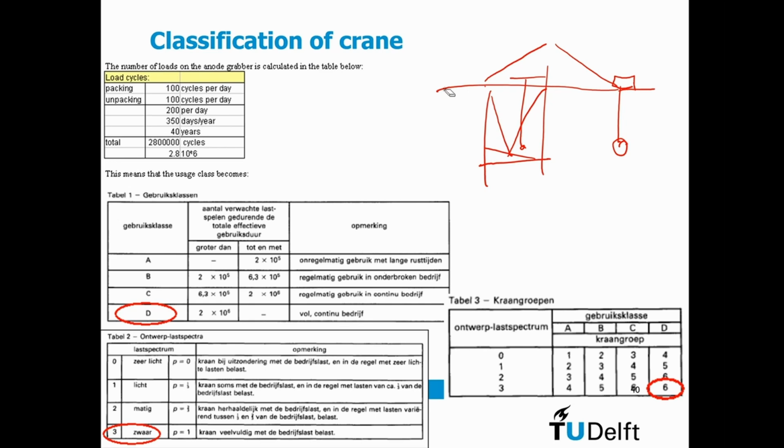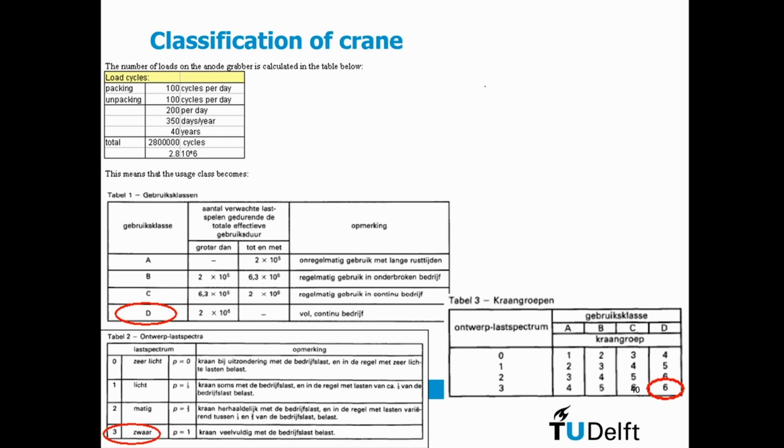Unfortunately I didn't change this, it is in Dutch, but the idea is the same. Here you have the usage class, and that depends on the number of load cycles. This is up to 200,000 load cycles in the lowest usage class, and the maximum one is more than 2 million cycles. And then you have B and C in between.